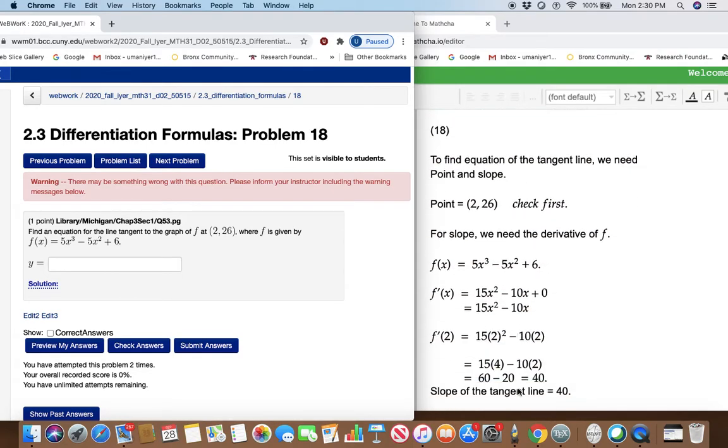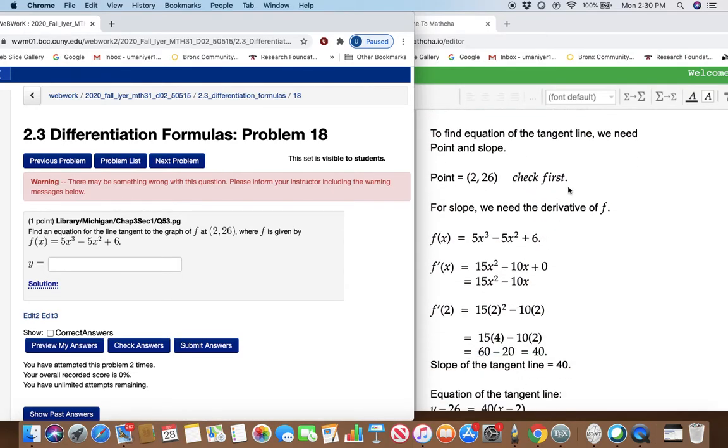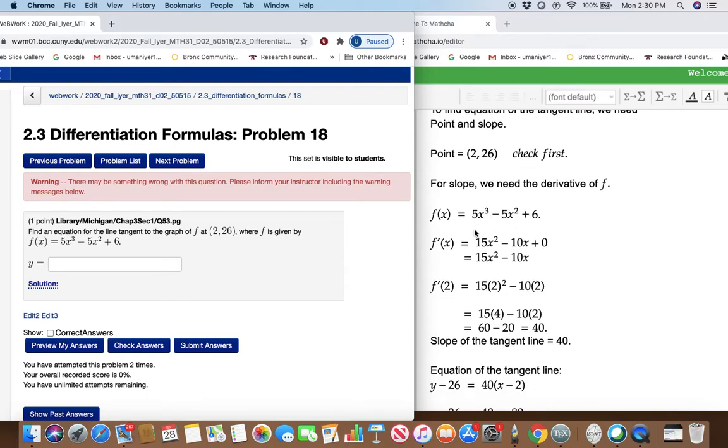Now, your given point, we did check. To find equation of tangent line, we need a point, which we are given, and slope. To find the slope, we need derivative of f. F being this function, this is a polynomial, so it's simple, straightforward. Bring the 3 down, 5 times 3, 15, reduce power, x squared, minus, bring the 2 down, 10, reduce power, x. Derivative of constant, 0. So all you have is 15x squared minus 10x.